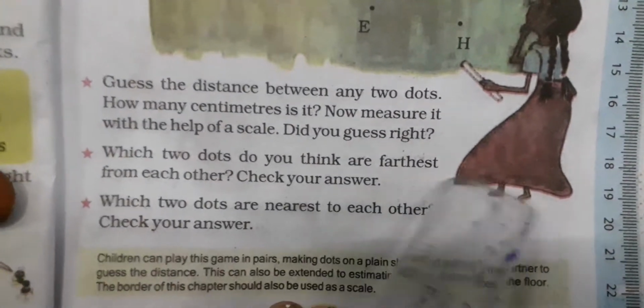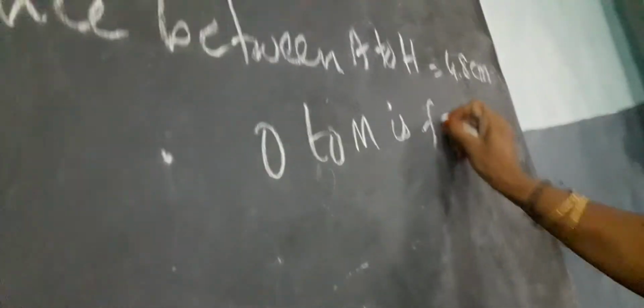Another question is given. Which two dots do you think are farthest from each other? I think it is O and M. These two dots are farthest. I am thinking that O to M is farthest.